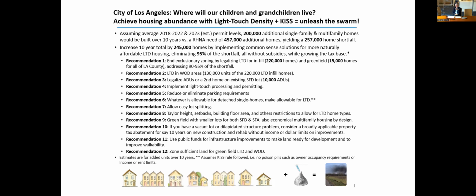Tailor height, setbacks, building floor area ratios, and other restrictions. I alluded to floor area ratios, and many other things, including I mentioned Philadelphia, and all of this then unleashes the swarm. The little graphic is what light touch density looks like. KISS is keep it simple, stupid, and that unleashes a swarm, which was a term popularized by Strong Towns. We've got a bit of time for questions.